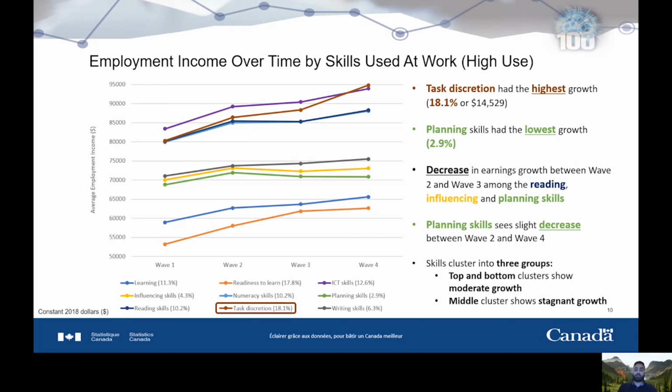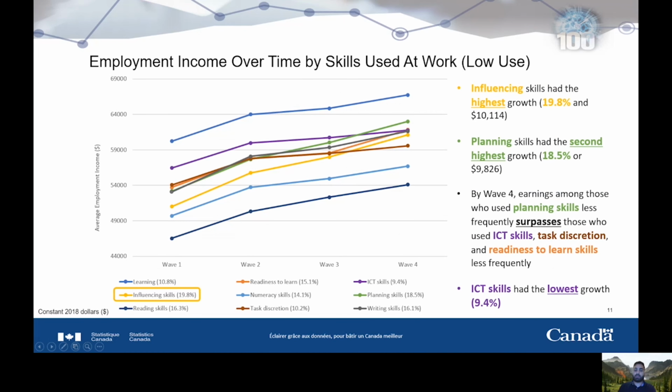Now, we observe an interesting clustering behavior here. As you can see, there are 3 clusters forming, where the top and the bottom show moderate growth, whereas the middle cluster shows more stagnant growth. And we can see from wave 1 to wave 4, task discretion, ICT, reading, and numeracy skills earned over $85,000 by the time they reached wave 4. So you see quite big overall earnings for people who use those skills a lot at work.